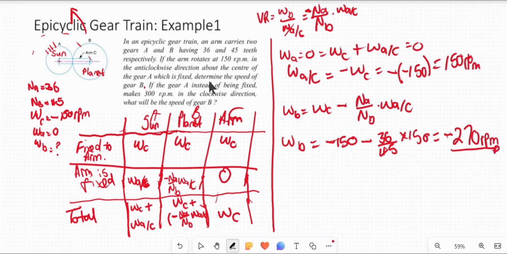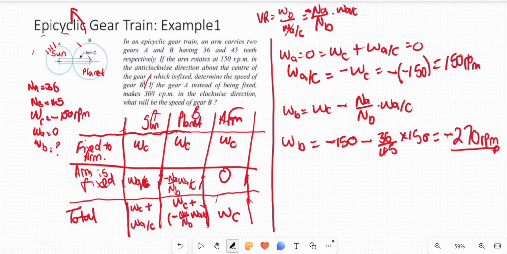So, determine the speed of gear B. Tick. In what direction? This is my question to you. In what direction is gear B rotating? It's rotating in the counterclockwise direction because our sign convention was that negative was bad, and bad is going against the clock, which is counterclockwise.